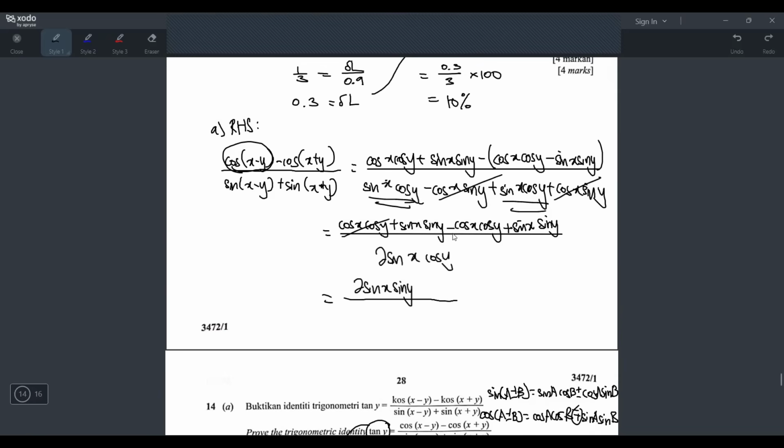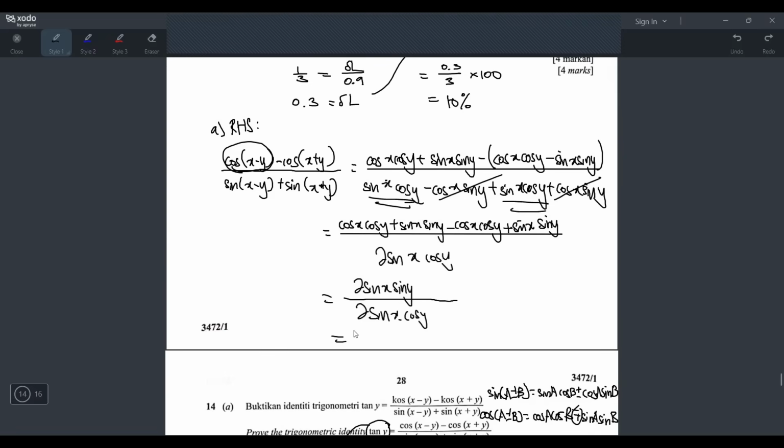Okay, I repeat one more time. This one and this one cut. And then this one and this one plus together, you get 2 sine X sine Y. All right. Okay, next thing here is everything over 2 sine X cos Y. And now we can cut 2, 2 cut, sine X cut. You just left with sine Y over cos Y.